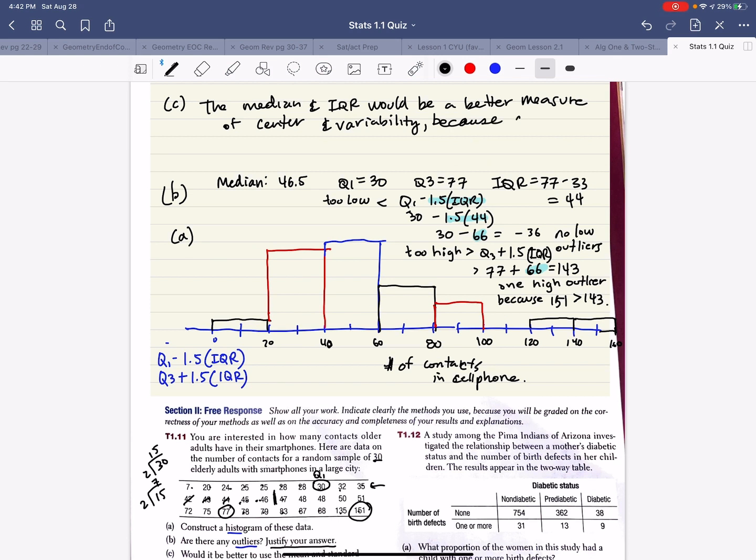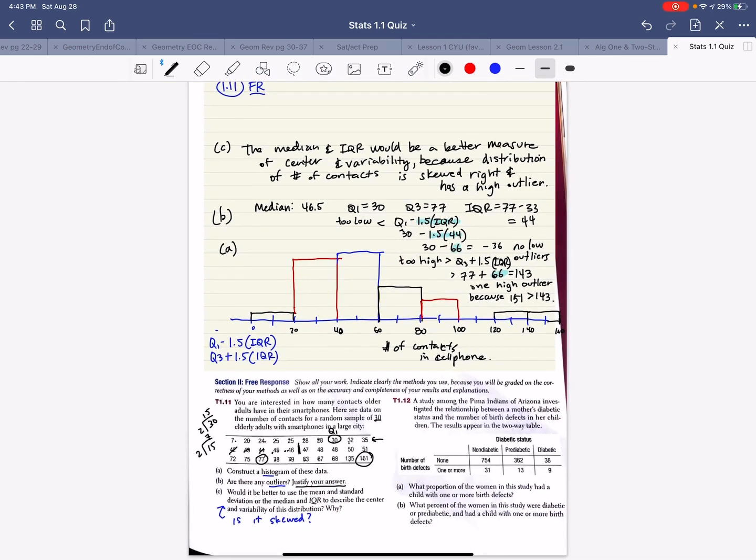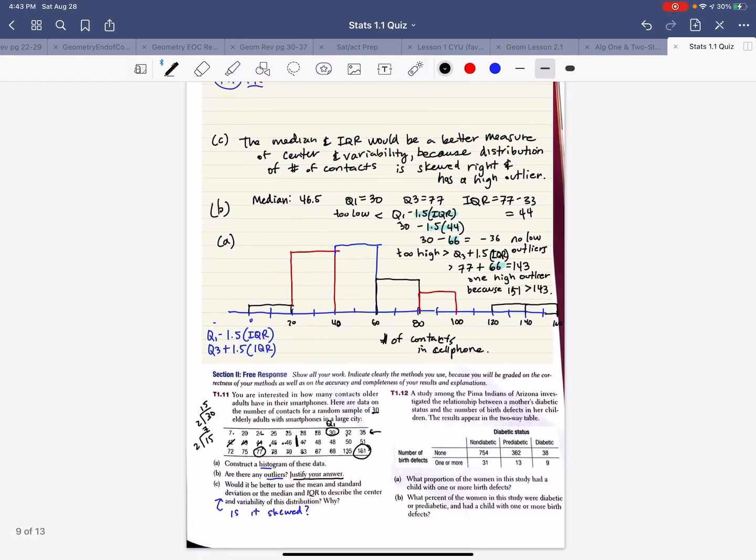The reason is because this distribution of, we want our context, right? Number of contacts is skewed right and has a high outlier. So if you like this question, be ready to answer a question just like this, but with context and data slightly changed. Okay, now we're going to look at number 12.